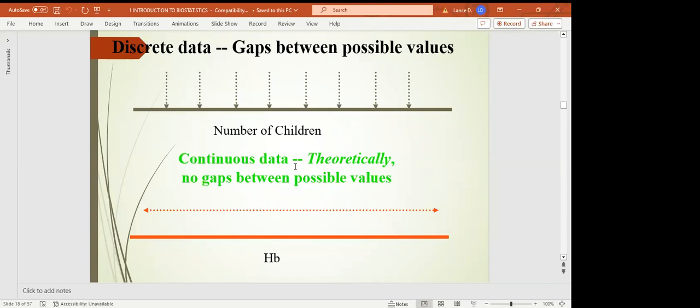Versus the discrete data, in terms of the number of heartbeats you have per minute. That's very discrete. It's very specific for that moment. And if you go 10 years in the future and take the number of heartbeats you have in a minute, it's very specific to that moment. Okay, so that's discrete. So you have certain gaps in between the values versus continuous, where you don't have any gaps.